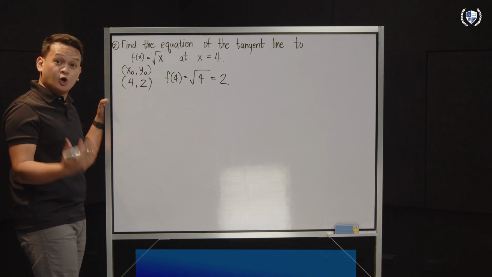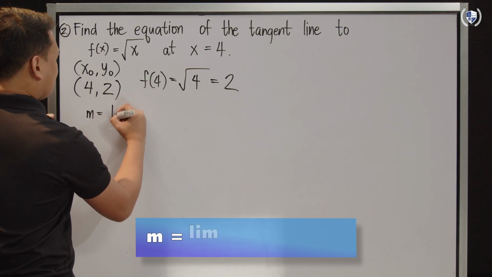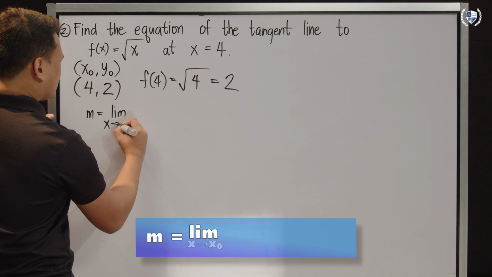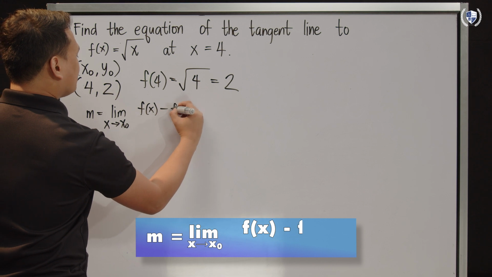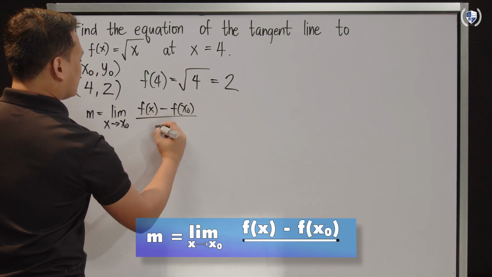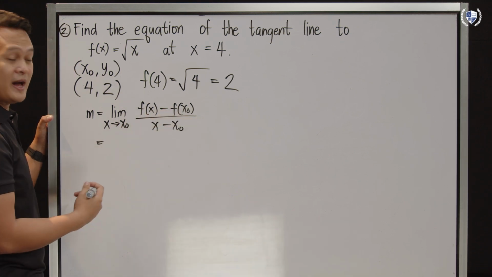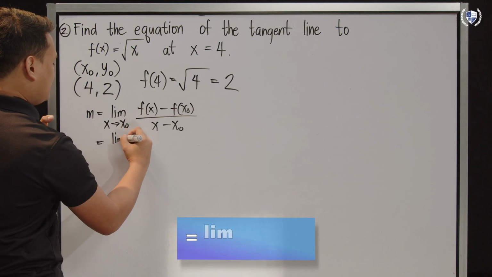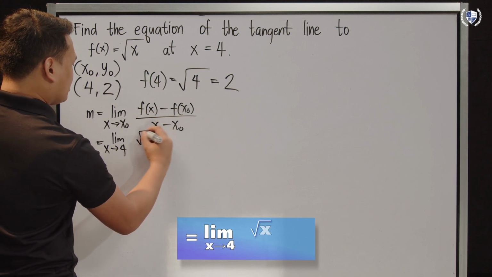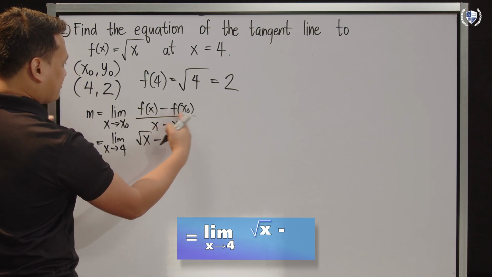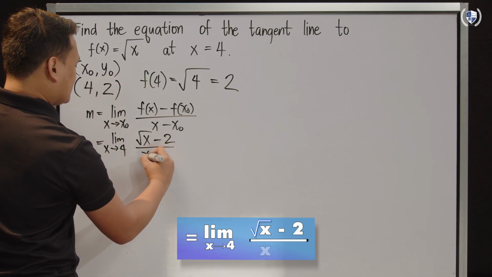Let's solve for the slope of our tangent line. To do that, we'll have the equation na yung m equals the limit as x approaches x naught ng ating f of x minus f of x naught all over x minus x naught. Palitan natin yung mga variables dyan ng ating values. So this one will be limit as x approaches, ano ba yung x naught natin, is 4. F of x is just square root of x minus, ano yung f of x naught natin, yung sinolve natin dito, which is 2, all over x minus 4.